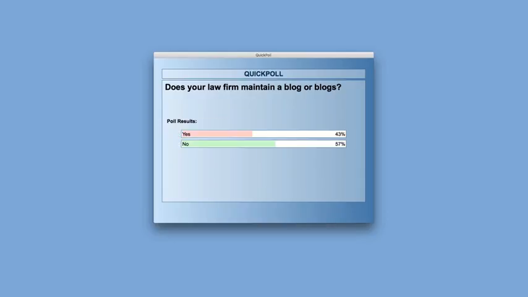Does your law firm maintain a blog or blogs? 43% said yes, and 57% said no. It's actually a lot higher than I suspected. Interesting. It's higher, and it's a number that's continuing to jump.